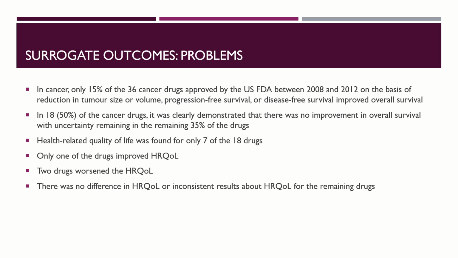Now, these researchers took only the 18 drugs where it was clear that the drug did not cause any improvement in overall survival. And they measured, okay, maybe they did not change the overall survival. Could it have affected the health-related quality of life? The health-related quality of life information was found only for 7 of the 18 drugs. Of this, only 1 of the drugs improved health-related quality of life. 2 drugs worsened the health-related quality of life, and there was no difference or inconsistent results about the health-related quality of life for the remaining drugs.